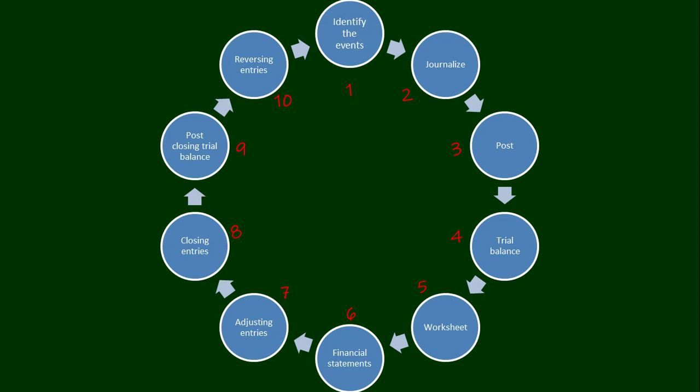I am pointing this out because in our next module, we shall be doing the first step, identifying and analyzing transactions. That's going to be an exciting one, so make sure to check out our next module.